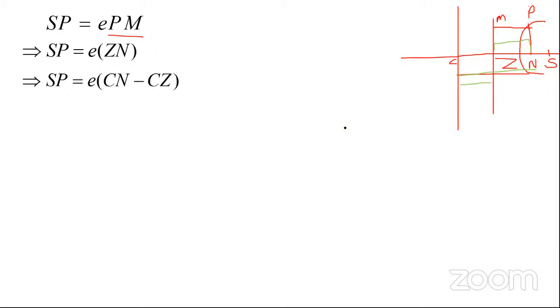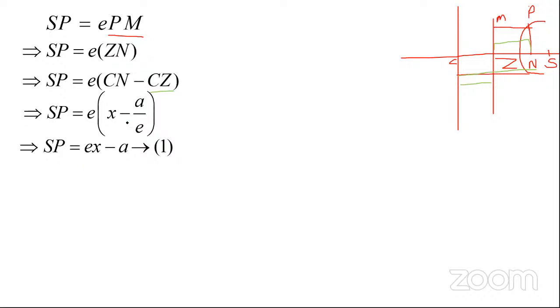The CN value is nothing but x, as the point P lies at x comma y, the length along the X axis. CZ is the directrix, and we have proved that the CZ value is a by E. So SP equals E of x minus a by E.